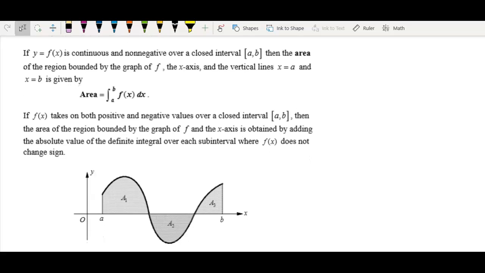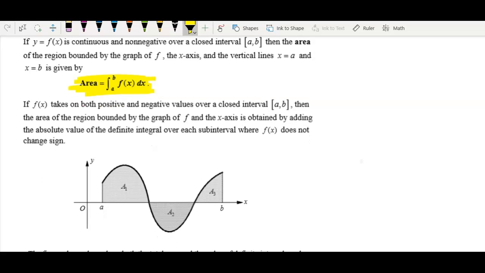So if y equals f of x is continuous and non-negative over a closed interval from a to b, then the area of the region bounded by the graph of f, the x-axis, and the vertical lines x equals a and x equals b is given by, so area is calculated with a definite integral. Area between a and b can be calculated using a definite integral.